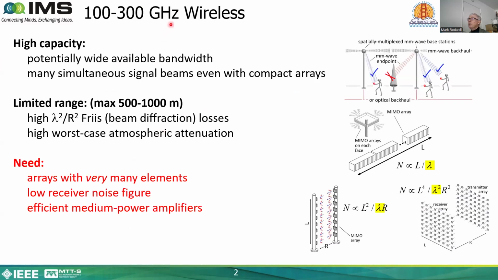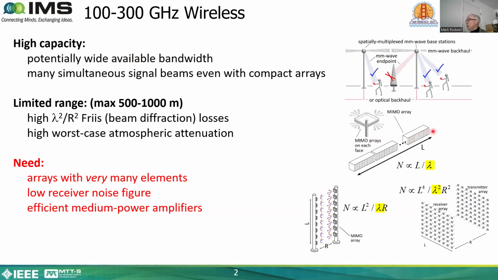Why are we interested in 100 to 300 gigahertz wireless? The answer is potential for extremely high communications capacity. The first reason is that between 100 and 300 gigahertz, there's an extremely large available bandwidth, and hence that directly allows us to maintain very high data transmission rates if we are allocated that large bandwidth.